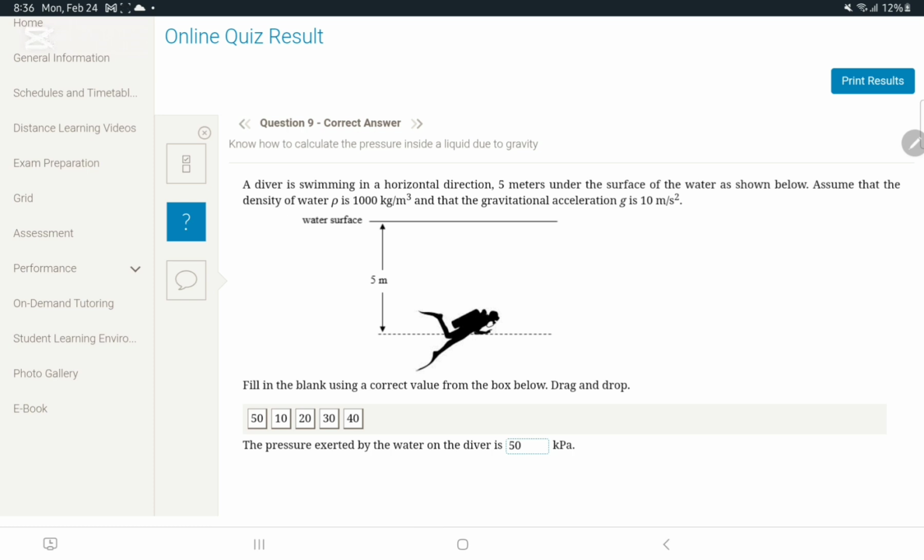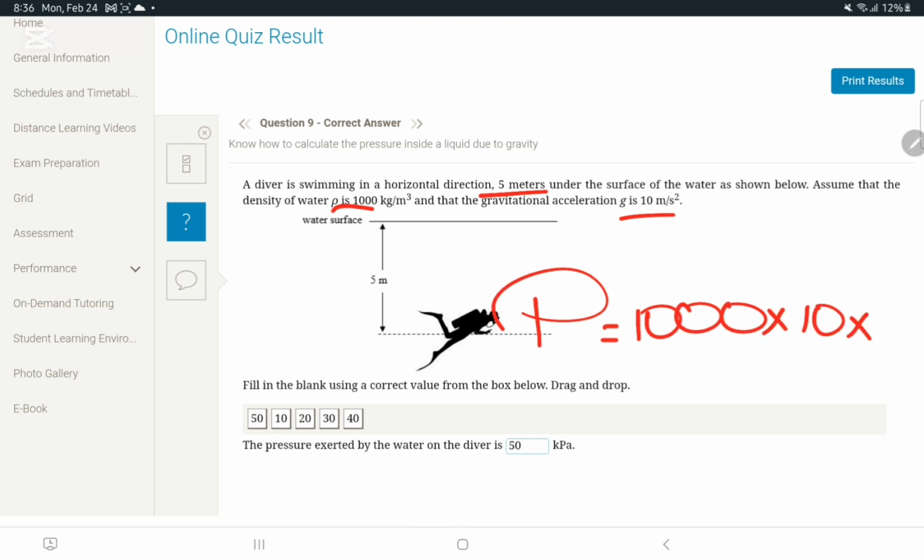Okay, you have this diver in a horizontal direction, you have height, you have density, and you have g. Pressure is equal to rho g h, so 1000 times g, which is 10, times h, which is 5. So you just plug it into the calculator and you will get 50,000 pascals or 50 kilopascals.